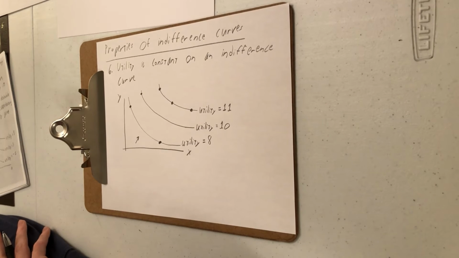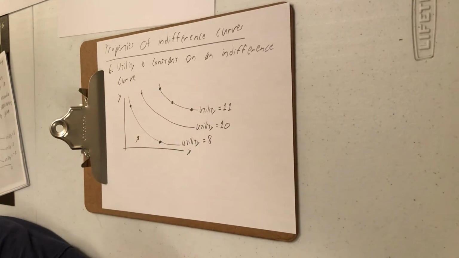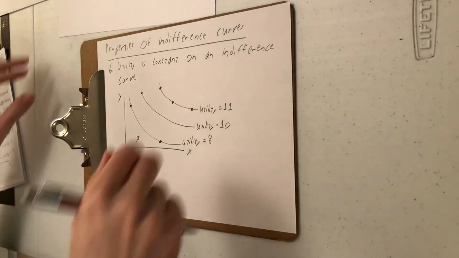Again, that's because indifference curves connect bundles that are equally good. So if they're equally good, they have to give you equal utility. So utility does not change along an indifference curve.